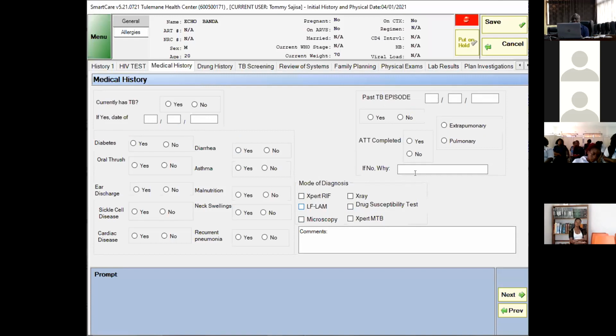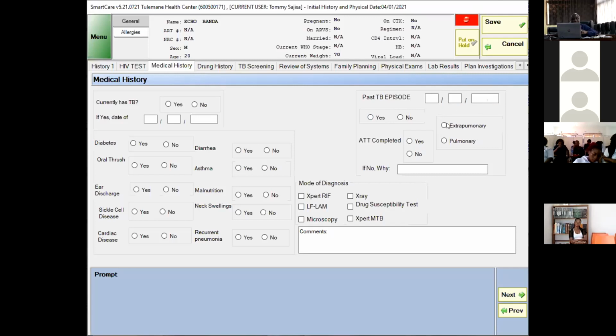If it is a past TB episode, when was it done? And was it extrapulmonary or pulmonary? And was the ATT completed? Yes or no? If no, why? So that provision has also been put in the system here.